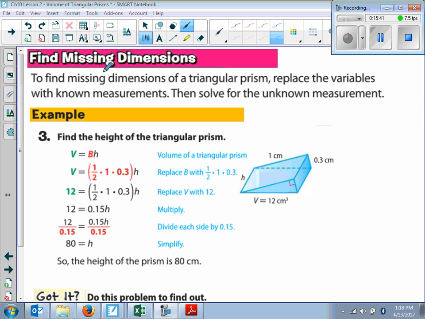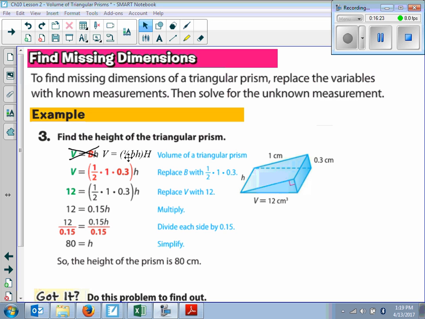All right, so now we're going to find the missing dimensions. To find the missing dimensions of a triangular prism, you're going to replace the variables with known measurements, and then you're going to solve for the unknown. This is the exact same steps as we did with the rectangular prism. So we're going to start with our formula. Now, I would like for us to not start with this formula. I want you to start with the more detailed formula when you're solving for the missing dimension, so when we substitute, you know exactly what you're substituting in.